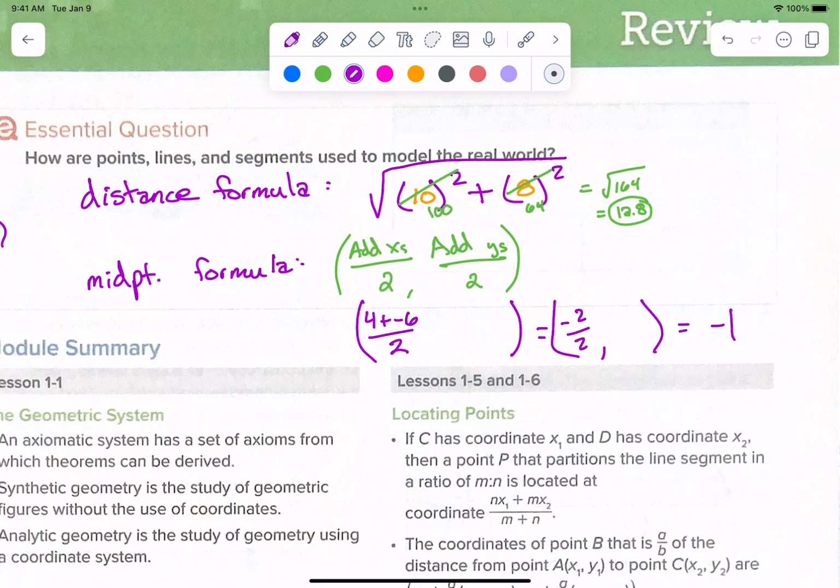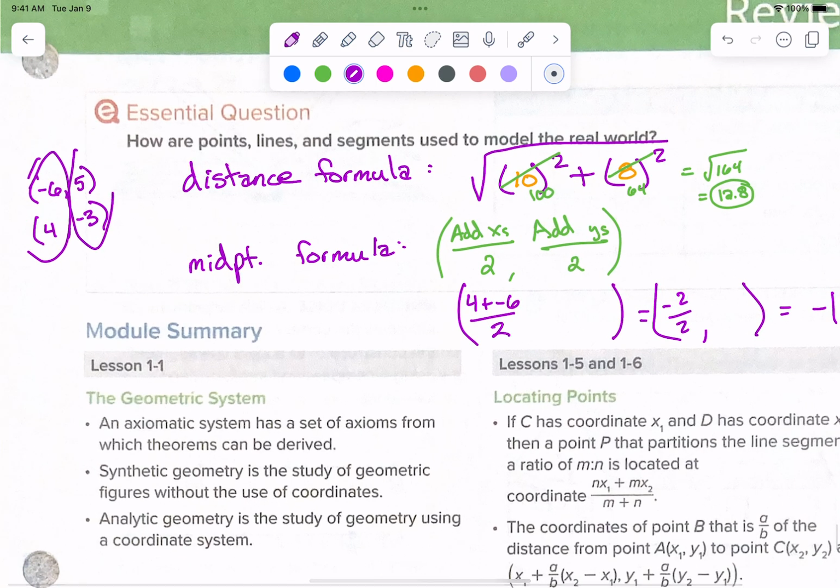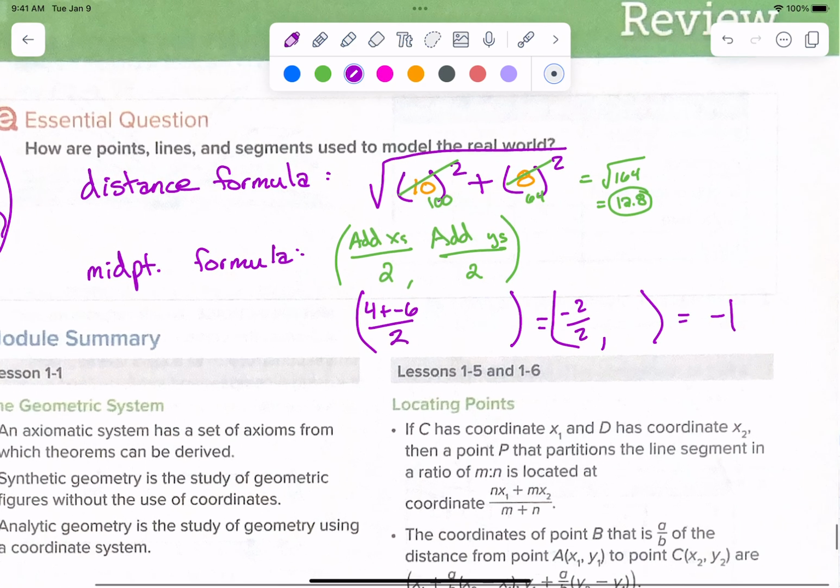-1. Ooh, that was kind of a mess. Okay. Now I do the y coordinates, 5 and -3. So 5 plus a -3, or -3 plus 5, it doesn't matter what order you add them in, and divide by 2. That is 2 divided by 2, or +1.